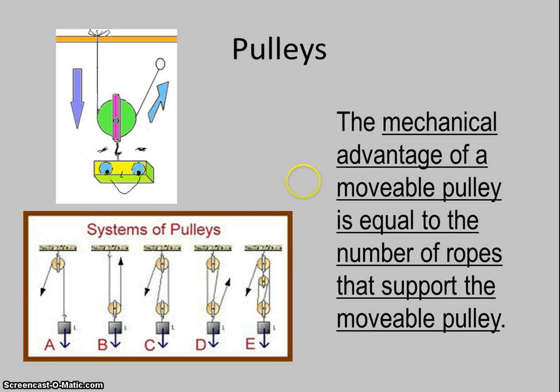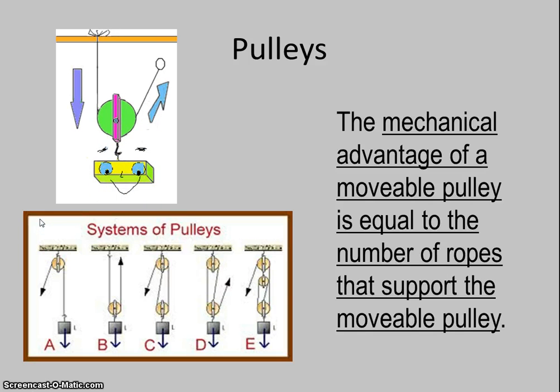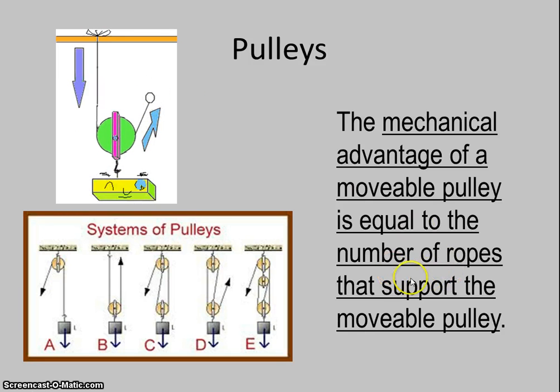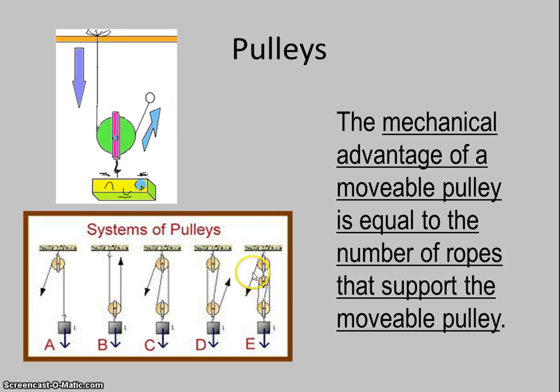Okay, a pulley system. Mechanical advantage of a movable pulley. If you recall, a stationary or a fixed pulley does not give us a mechanical advantage. It's only changing the direction of our force. But a movable pulley, that is equal to the number of ropes that support that pulley, right? Here we got 2 ropes. Obviously, that's going to give us a mechanical advantage of 2. Here we have 1, 2, 3 ropes, mechanical advantage of 3. Still 3 ropes, mechanical advantage of 3. 1, 2, 3, 4, mechanical advantage of 4. Very simple.